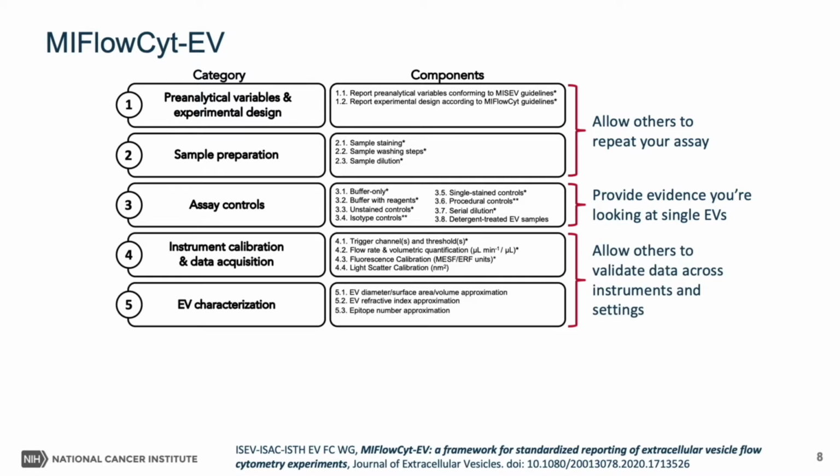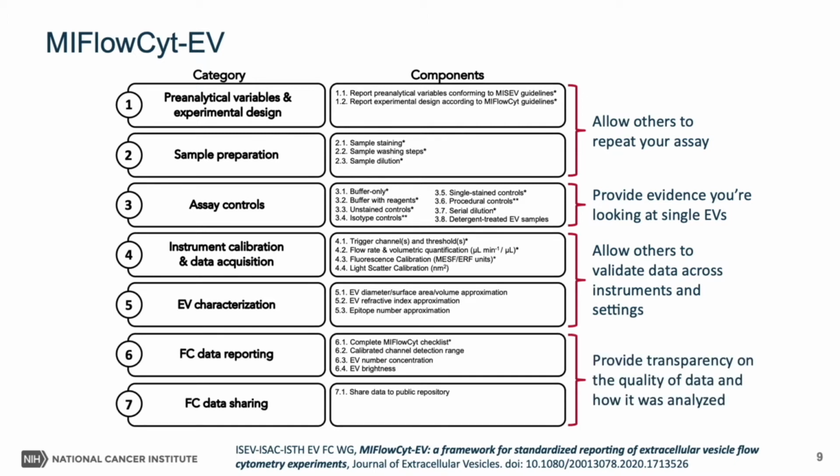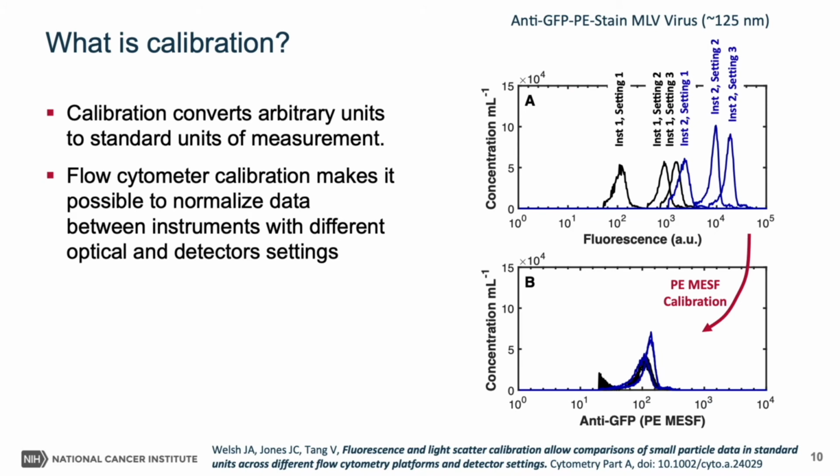So components 4 and 5 are focused on reporting instrument acquisition and information on calibration and methods for EV characterization. It's these steps that will enable you to derive your limit of detection and report your data in standard units. And this will allow others to validate your assay on instruments that don't have comparative sensitivity. So the final two components, 6 and 7, are mainly focused on data quality control. These include how you decided to gate your data and report statistics, as well as providing your flow cytometry files for others to inspect. So what is calibration?